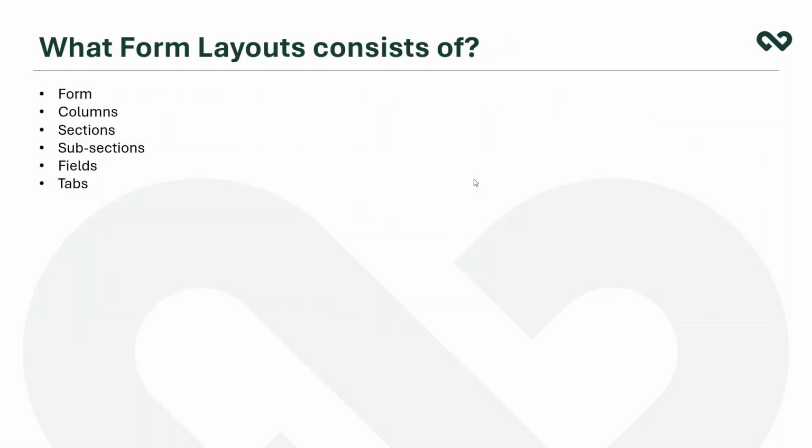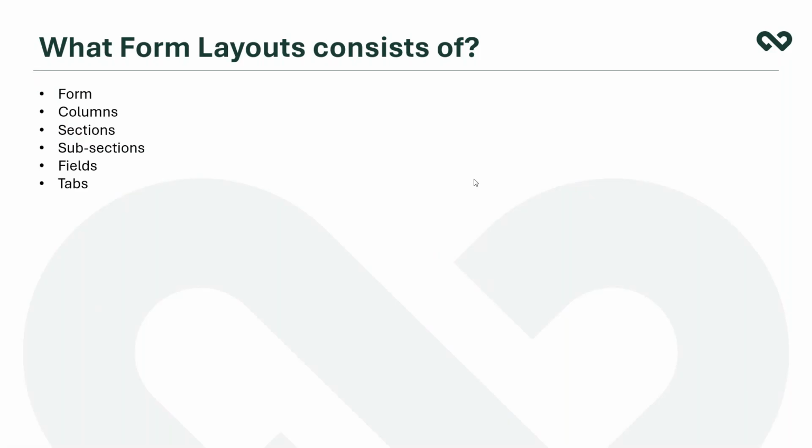Next, let's take a high-level overview at what a form layout consists of. At a basic level, the form layout is made up of the form, which is then made up of columns and sections. Sections can even have subsections, and you can choose whether these sections are collapsible or not. Inside these sections and columns, you can have fields. You'll also typically see tabs at the top of the form layout to help organize information.